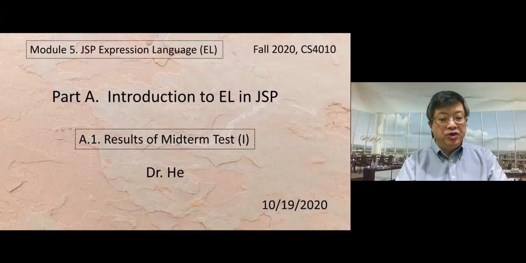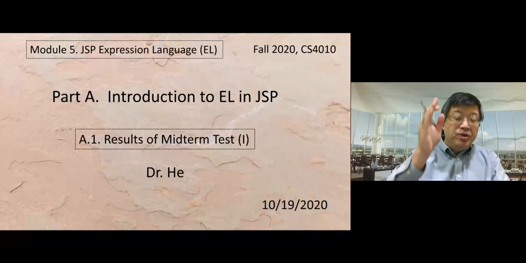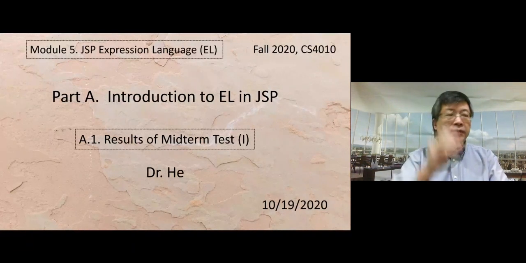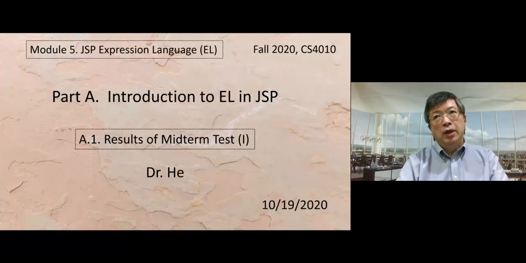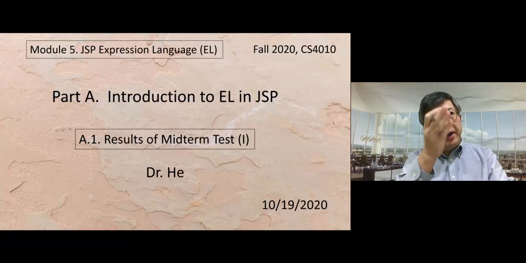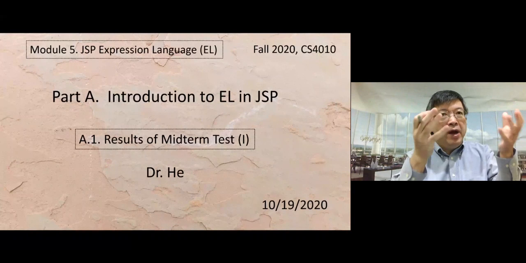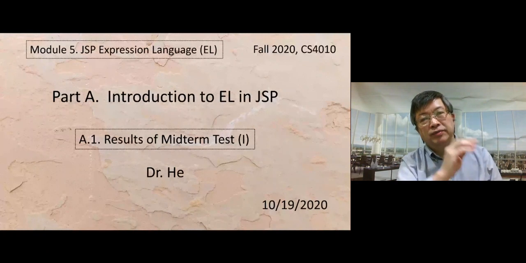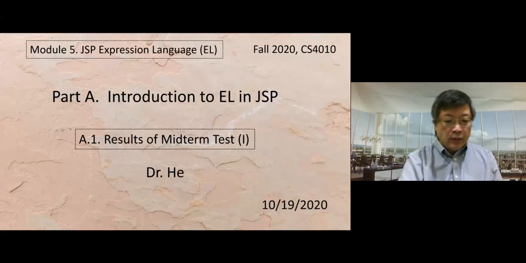We start Module 5. The title is JSP Expression Language. So usually we call it EL. This technology is very useful. Mainly it can help us display data in a very easy way. In this module, we will learn how to use this technology well.